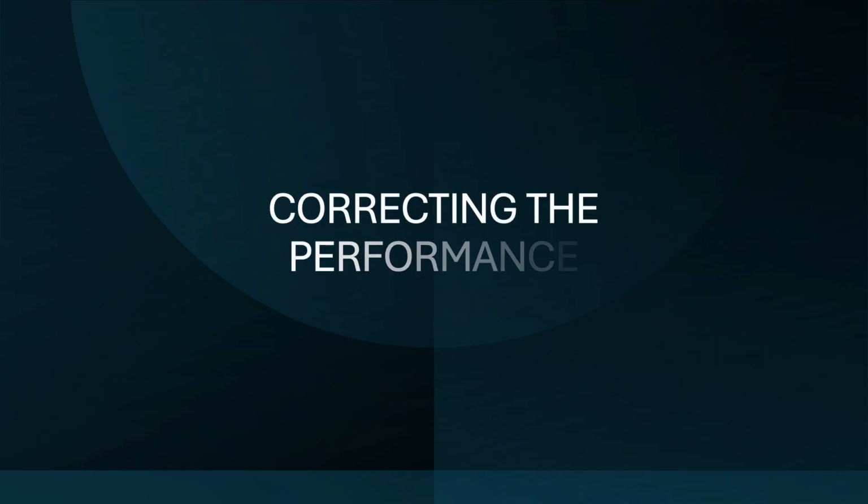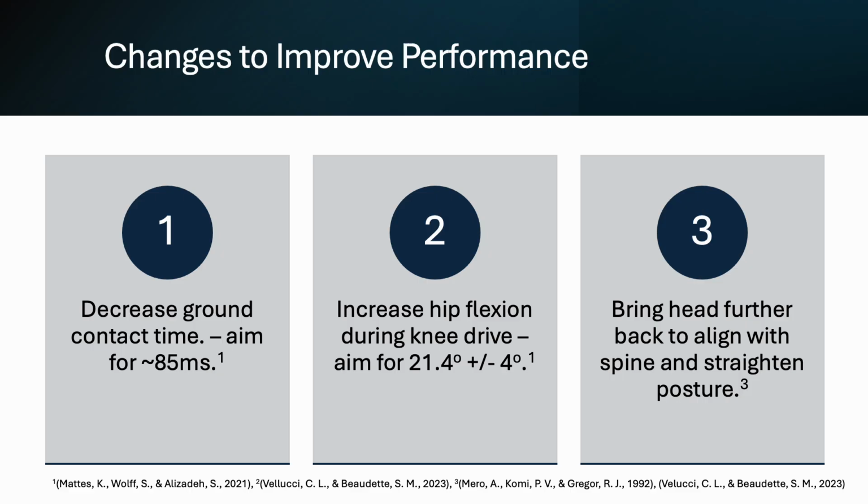Now the final part of this presentation, correcting the performance. There have been 3 recommendations that have been made to improve the performance. First one is to decrease ground contact time. So this can be done by either increasing the velocity of the lower limbs and increasing propulsive impulse. Another option would be to decrease the surface area of foot contact with the floor.